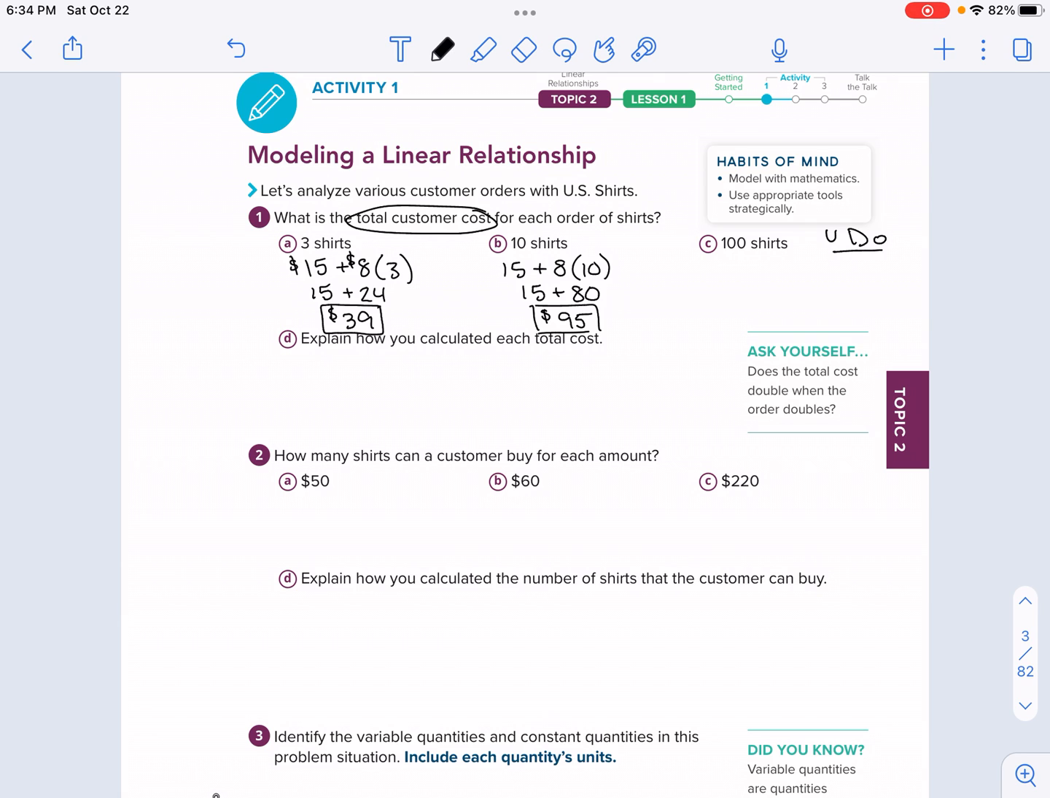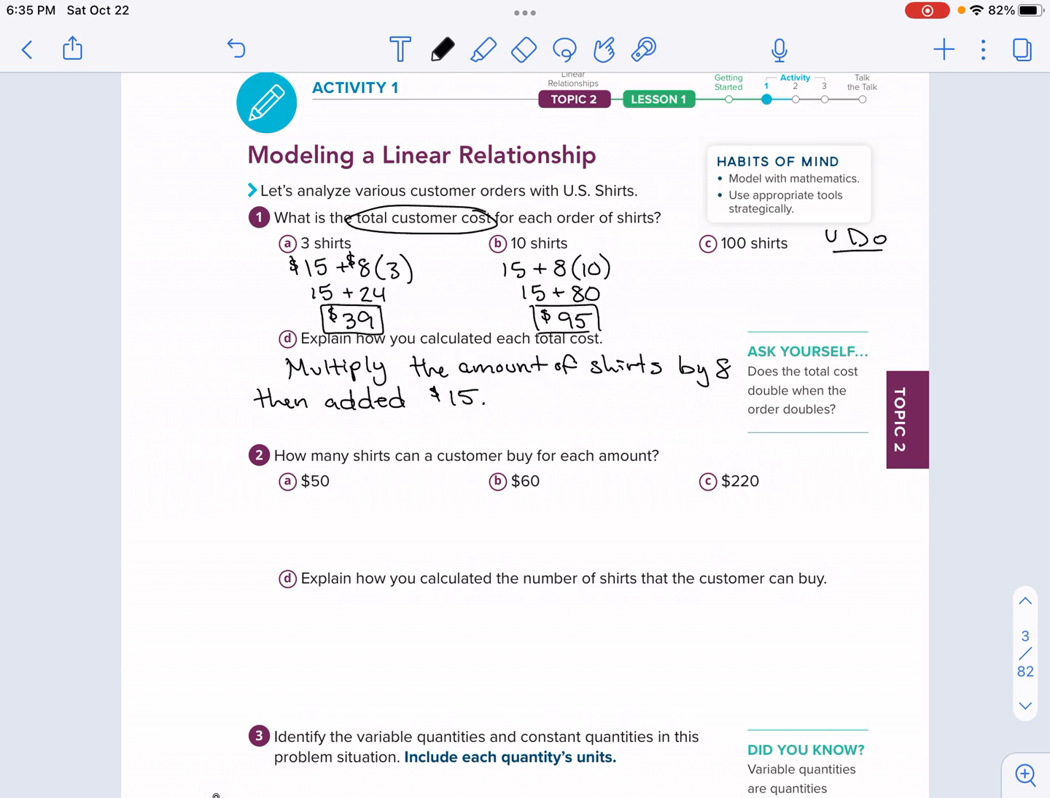So let's go to D, explain how you calculated each cost. We first multiplied the amount of shirts by 8. Then, right, we added the setup fee. We added $15 for the setup fee. And it's a one-time fee, so that's not something that we are multiplying, just adding.